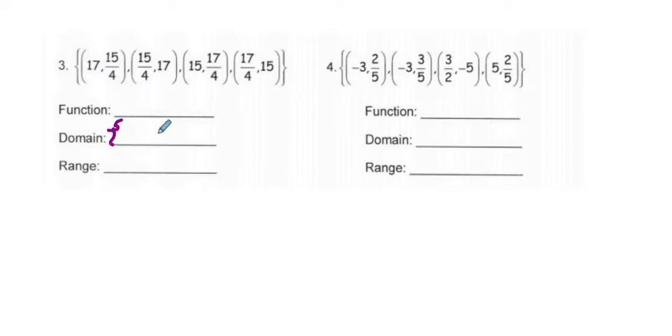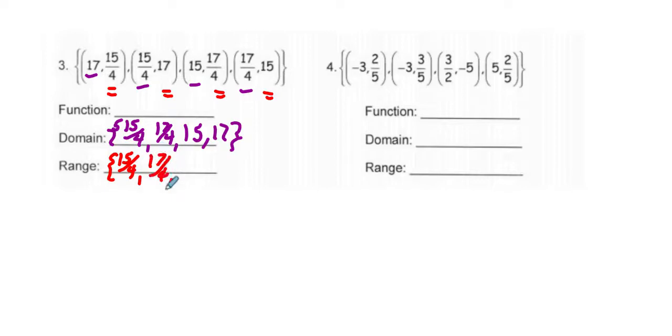Repeating the same process for number 3. We get 15 fourths, 17 fourths, 15 and 17 is our domain, and our range happens to be the same thing. Look and make sure each domain value only goes to one unique range value. In this case it does, so yes, it is a function.